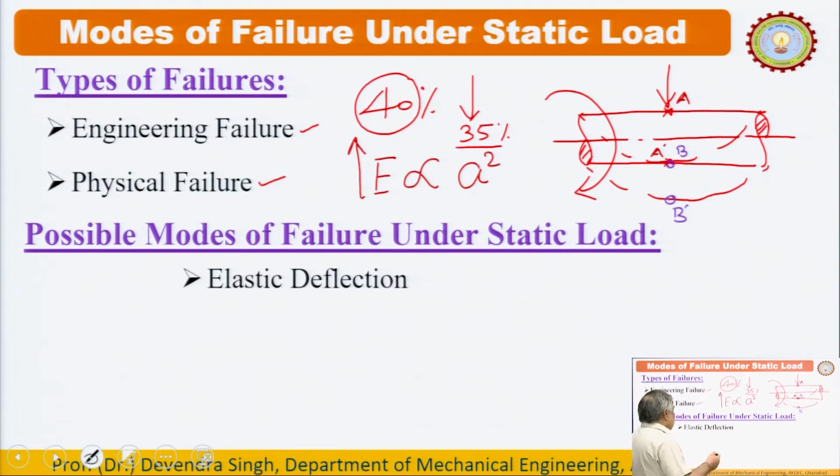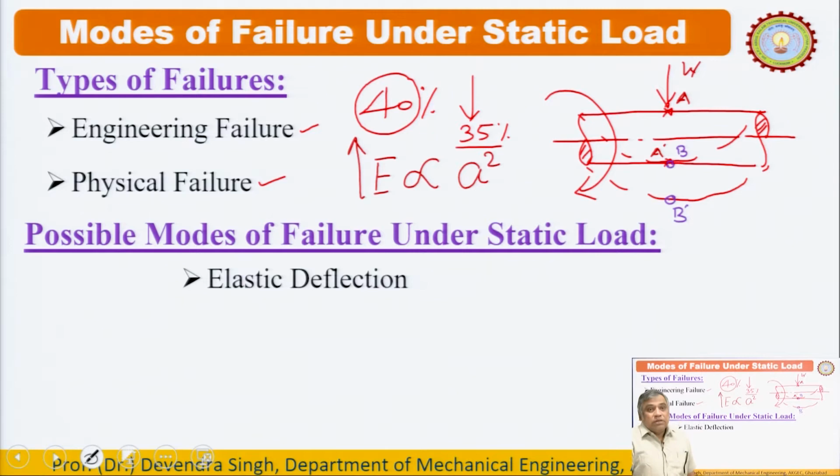So this is considered the failure against a static load, even if it is a constant load, and if the deflection is beyond a certain limit, that is considered the failure under static load. This is one, and it is an engineering failure type. This is the type which is considered as engineering failure. So, this is one thing.